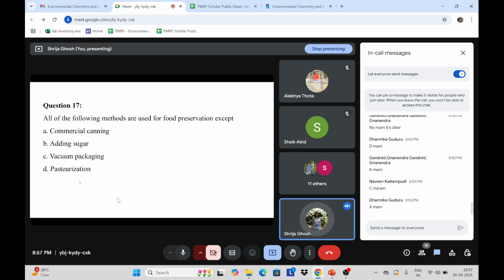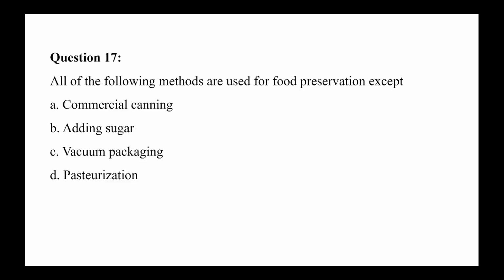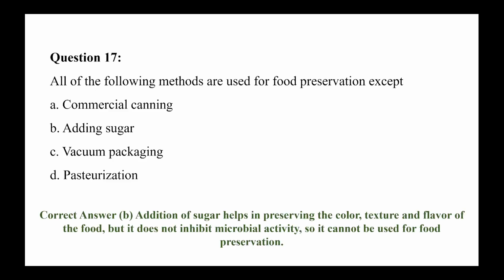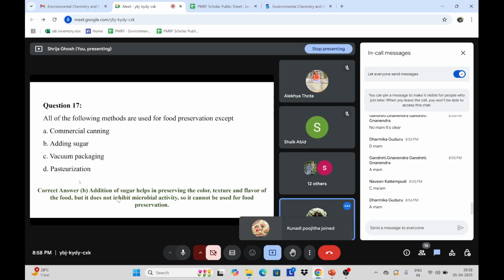Okay, and pasteurization, I told you pasteurization is a process. It's a very commonly used process in milk industry and dairy industry, where the milk is pasteurized to prevent the growth of microorganisms. So that is the first thing I explained. It is a very effective preservation technique. Okay, so the correct answer is addition of sugar. It helps in preserving the color, texture, and flavor, but it does not inhibit the microbial activity. That's clear.